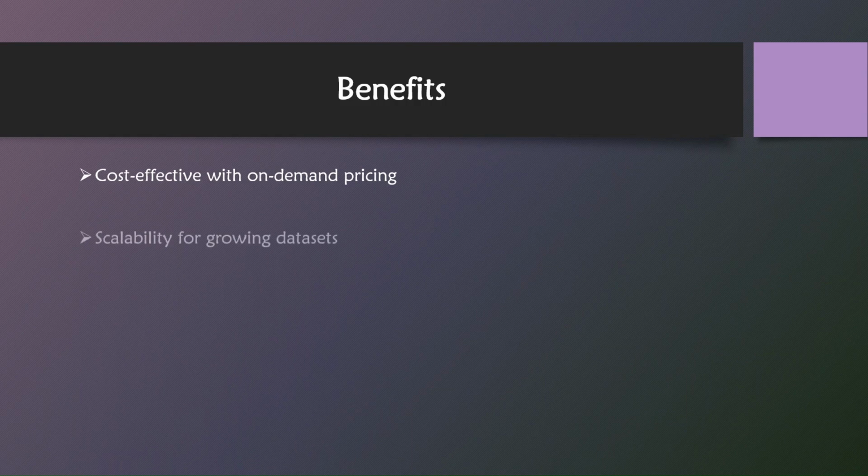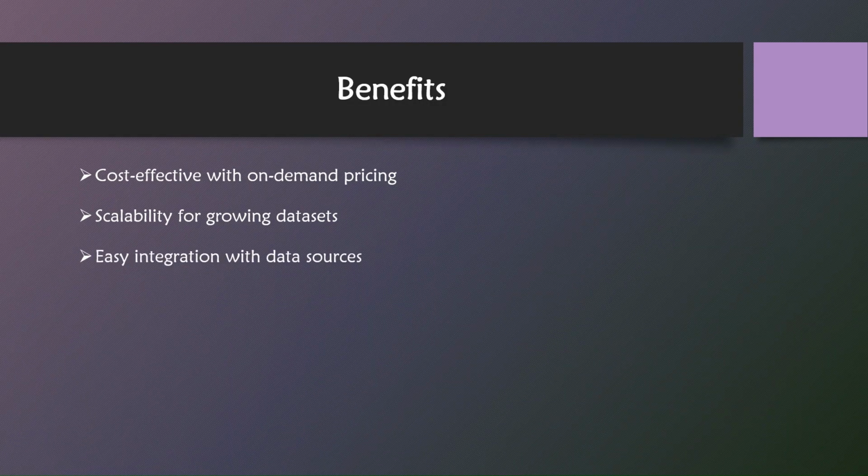So the next we have is scalability for growing datasets. One of the major benefits of AWS Redshift is its ability to scale both storage and compute resources independently as your data grows. You can scale your Redshift cluster by adding more nodes to handle the increased workloads. This scalability ensures that Redshift can efficiently manage and process vast amounts of data, adapting to your business needs as they evolve.